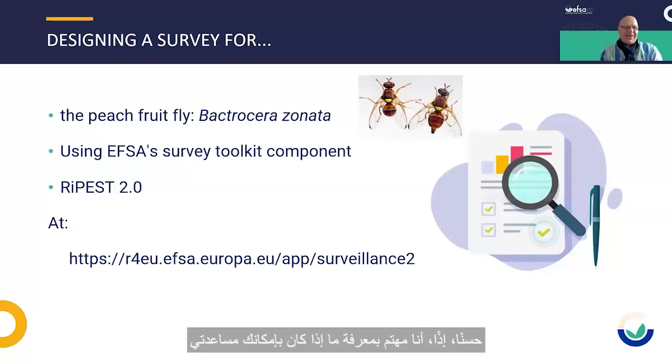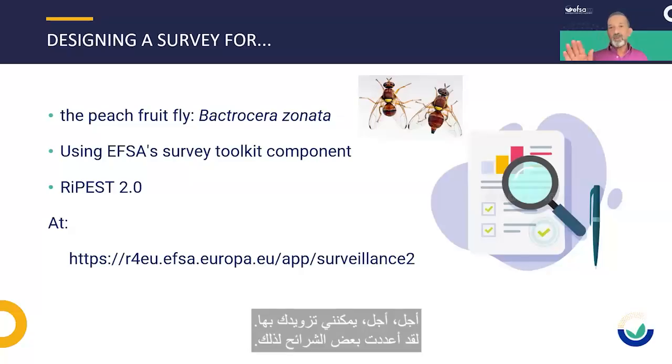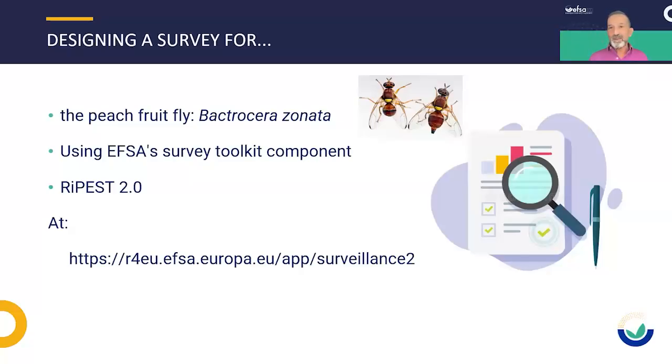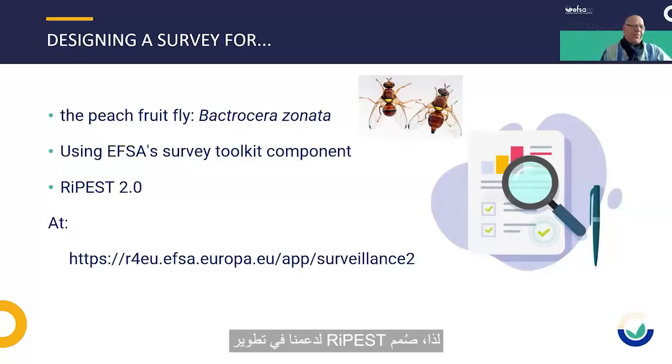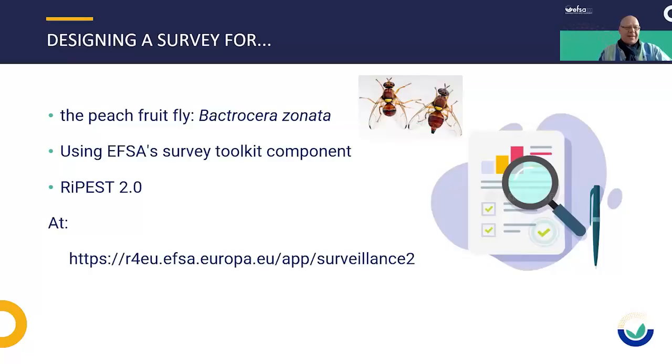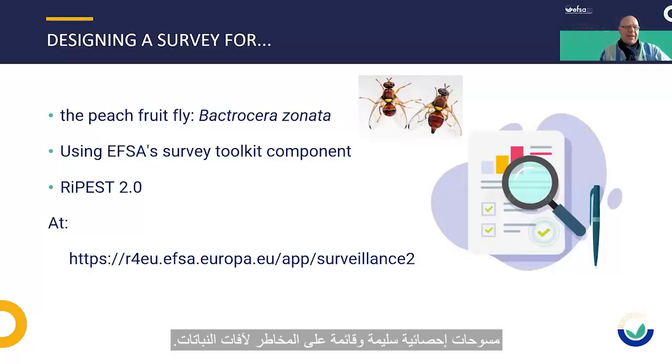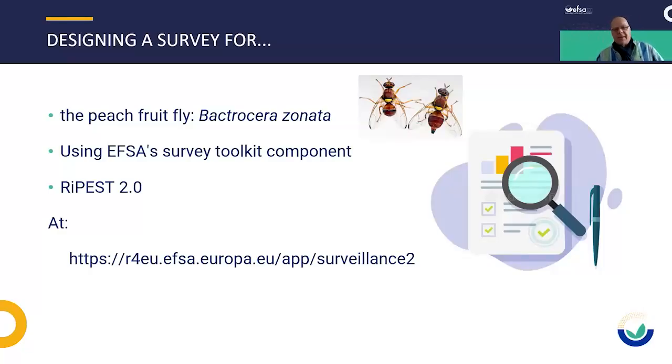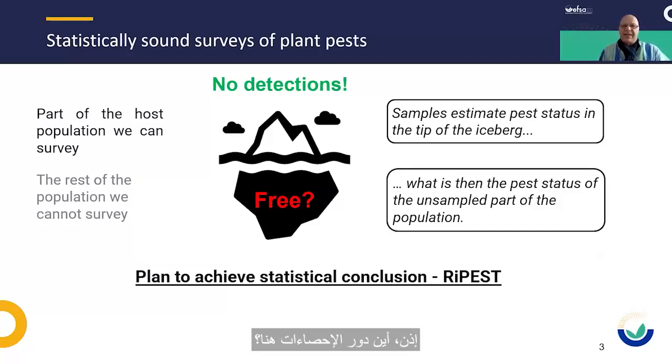So okay, I'm interested in whether you can help me with the details about the survey area and the pest itself. Yeah, I can provide you. I've prepared some slides for that. But first, could I ask you to please introduce us to what RiPEST is, and how it would help us with the solution to the survey plan? Yeah, I can try. So RiPEST was made to support us in developing statistically sound and risk-based surveys for plant pests.